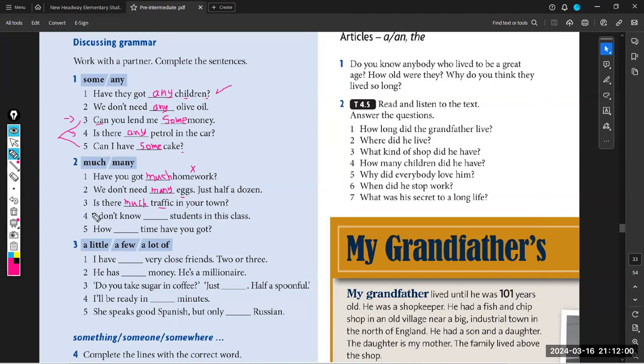Four, I don't know students in this class. Many. Oh, bravo, I don't know many students, because students is countable. Five, how time have you got? How much time, exactly, because time is uncountable.